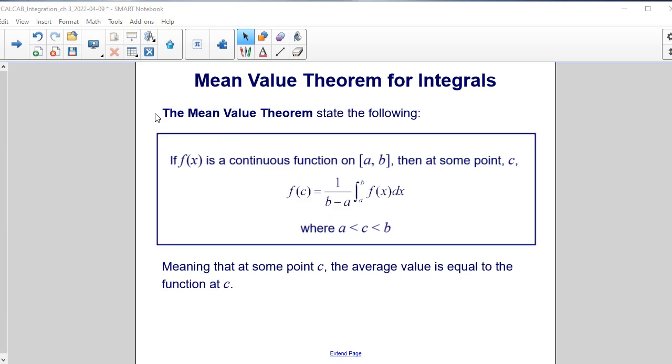The mean value theorem states the following. If f of x is a continuous function on the closed interval a to b, then at some point, we'll label c, there exists f of c, which is equal to 1 over b minus a times the integral from a to b of f of x dx. Now it's important to note that c has to be between a and b in that interval. So this means that at some point, we'll call c, that average value is equal to the function at c.